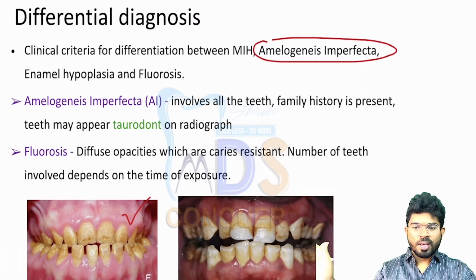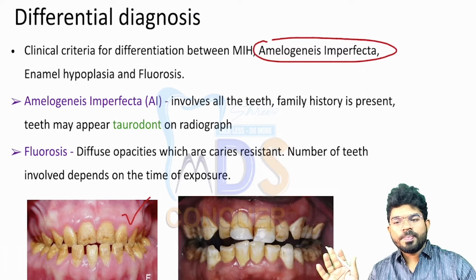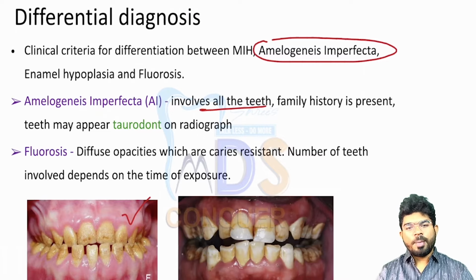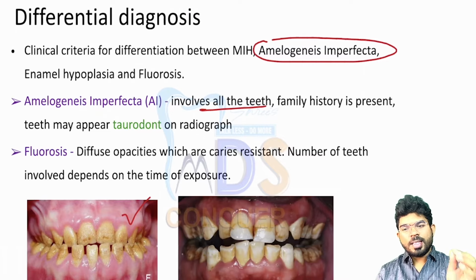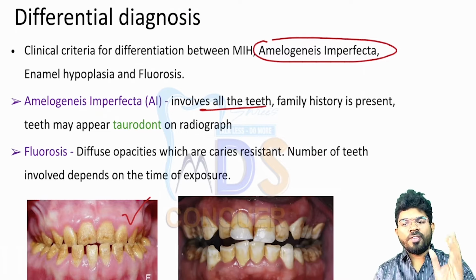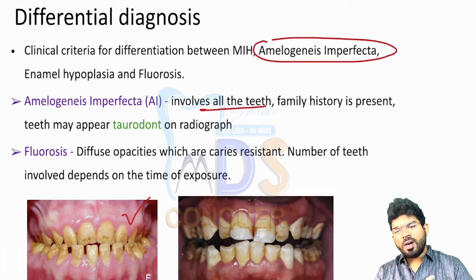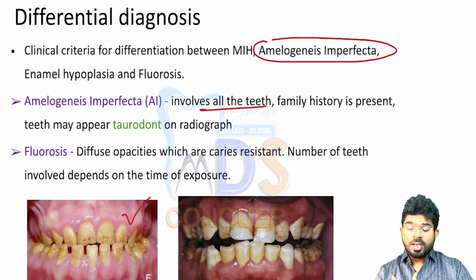That all the teeth, you can see all the teeth are being affected. The second thing is the family history will be there, because amelogenesis imperfecta is basically an origin defect from the genes. So it is carried from generations. So you can ask whether the parent, or in this question they are going to give you that the mother is having the same clinical feature, or the mother is having the same complaint, or they can tell you the siblings are having the same complaint. So family history will be present.